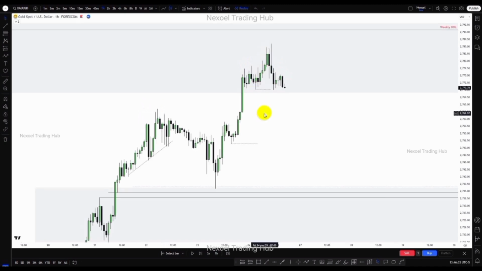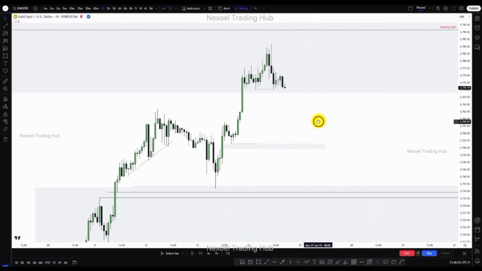So we could see now our draw on liquidity is this sell side liquidity. You can see this fair value gap, and in extension we also have this engineered liquidity, below which we can clearly see that we have a fair value gap there. So let's mark out that fair value gap.